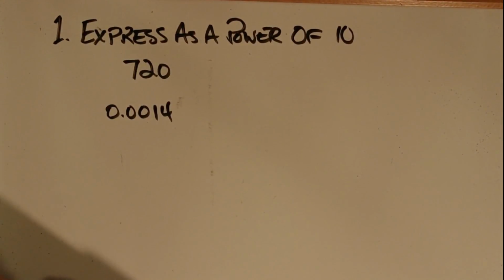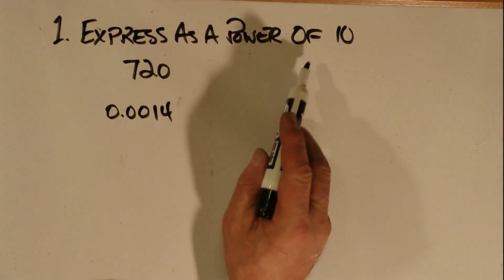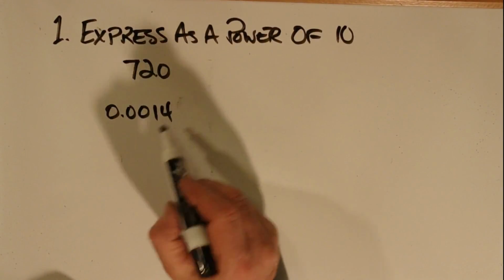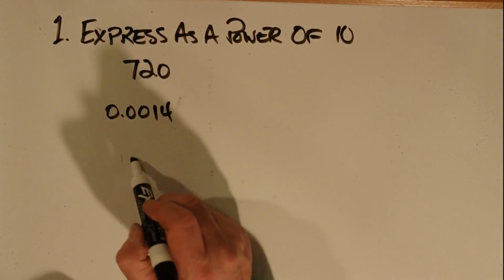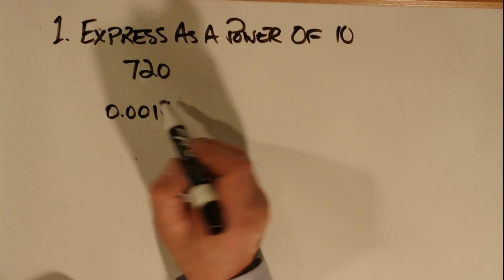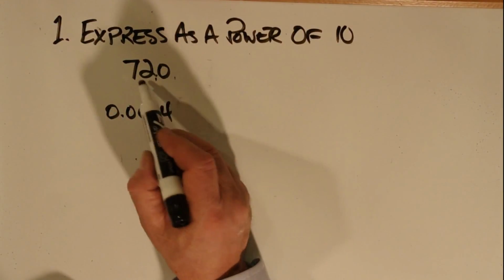We're doing a set of problems on powers of 10. Our first problem, we're asked to express as a power of 10 the numbers 720 and 0.0014. The first number, again, this is all about where you put the decimal point.